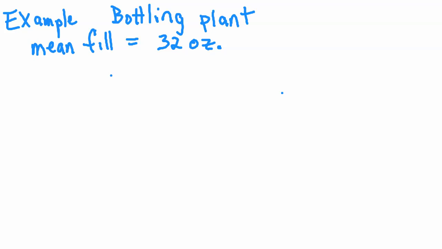So we want a 32-ounce bottle. We want to fill it with 32 ounces. Well, that's not always going to happen. That's going to be the mean, and for the standard deviation, we only want 0.2 ounces. For these problems, they have to tell you those numbers. You don't make them up. They will give you the mean, and they will give you the standard deviation.